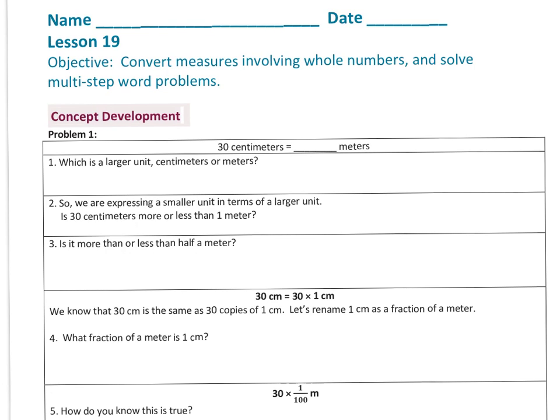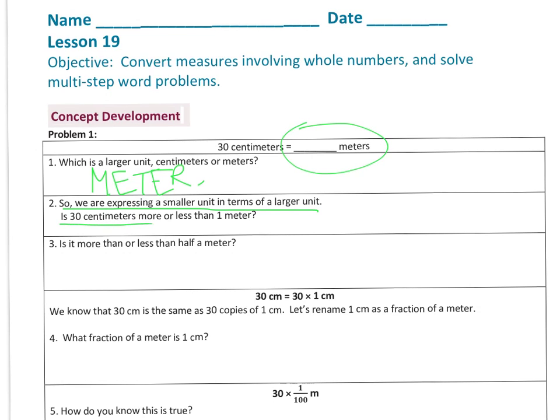All right, fifth graders, now we're looking at using units of measurement and converting those into decimal fractions. And of course, some word problems. So 30 centimeters equals how many meters? So what's the larger unit, centimeters or meters? Meters. Meters are bigger. So we're expressing a smaller unit in terms of a larger unit. So we're expressing 30 centimeters as meters.